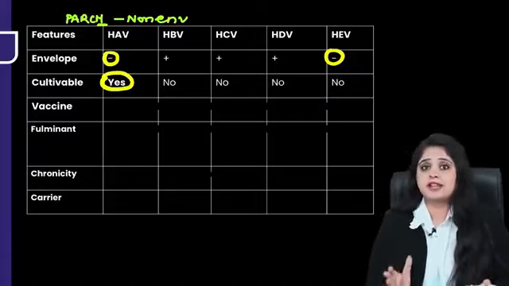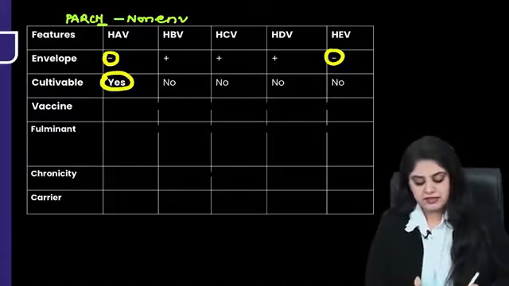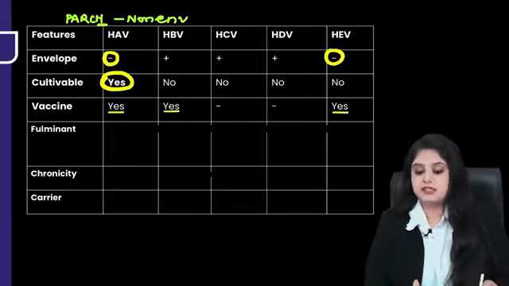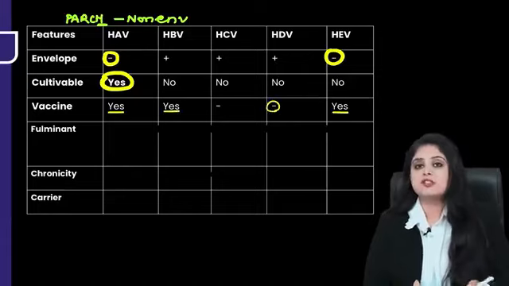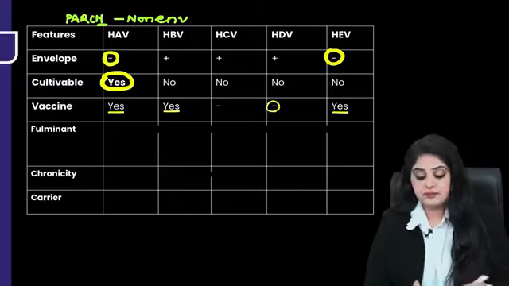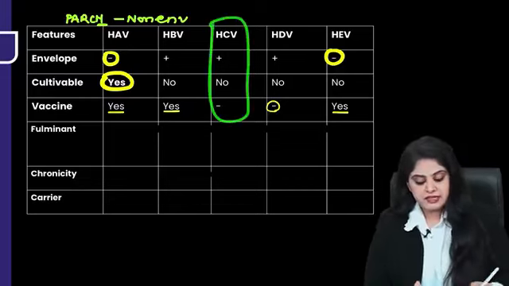Next, which of them have a vaccine? All of them have a vaccine. In fact, does hepatitis A have a vaccine? B have a vaccine? E have a vaccine? Yes. Hepatitis D vaccine as such doesn't make sense because hepatitis D is dependent indirectly on hepatitis B only. Why is it that hepatitis C doesn't have a vaccine?